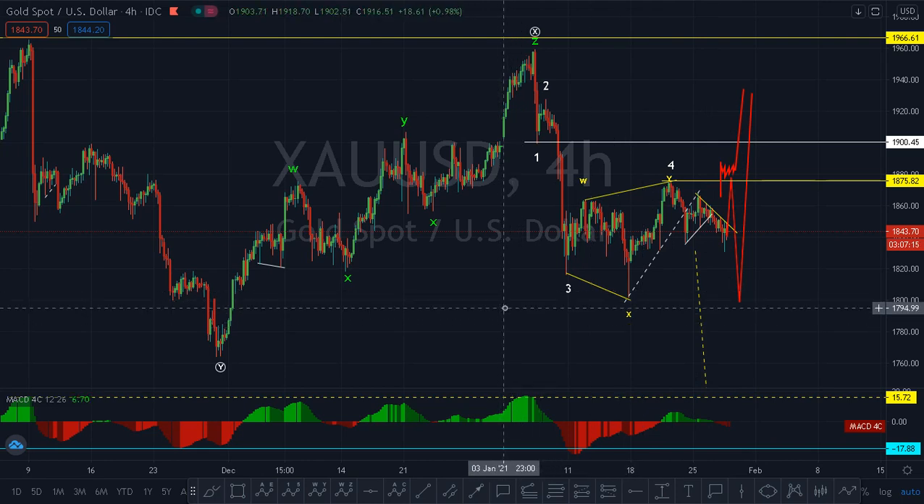Remember to use stop loss as you are trading. Remember to trade with those styles that are okay with your account. Don't overtrade. Don't be greedy.